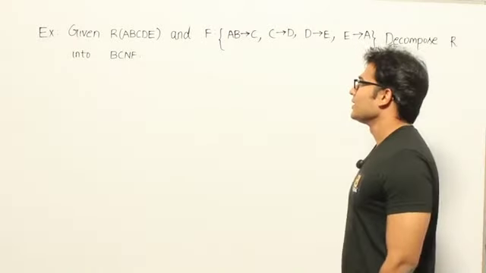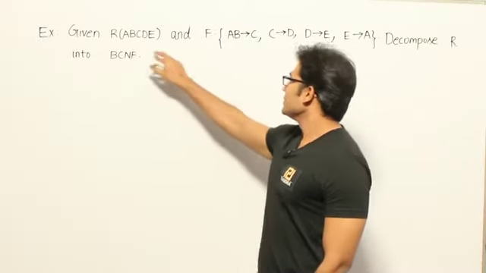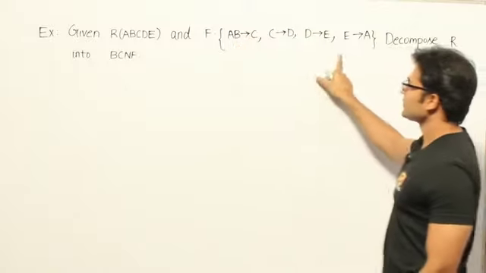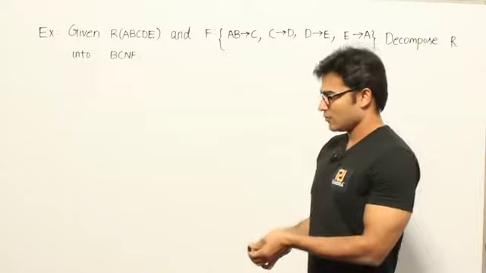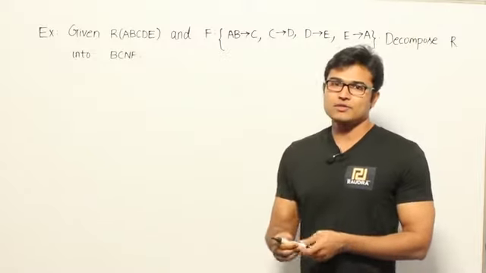Now let's see this. Given the table R(A, B, C, D, E) and the functional dependencies given like this, decompose the table into B, C and F.